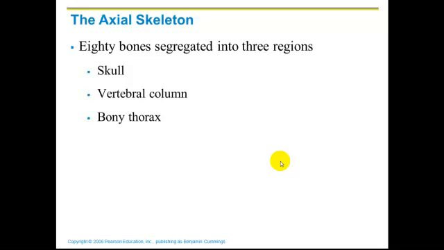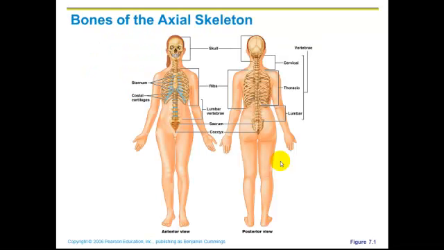The axial skeleton covers 80 bones that are segregated into three main regions. Here we'll be looking at the skull, the vertebral column, and the bony thorax, or what you would call the rib cage.